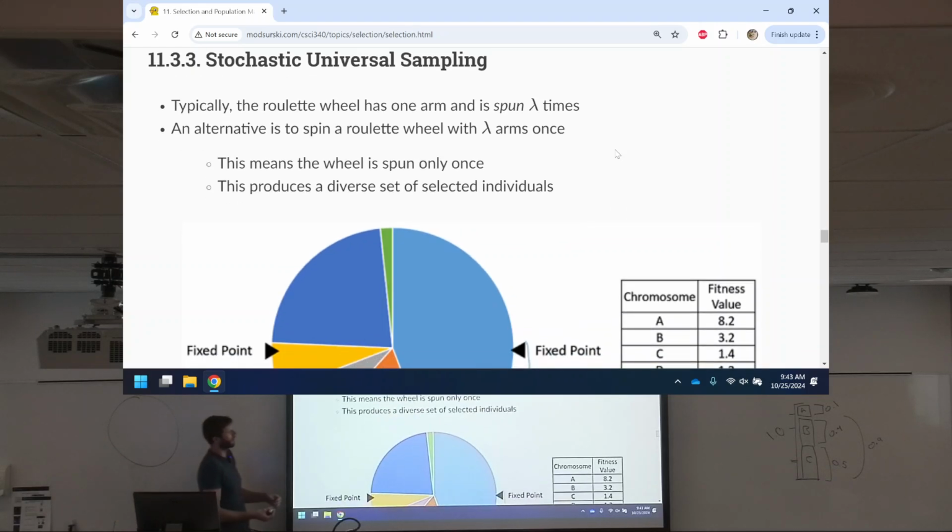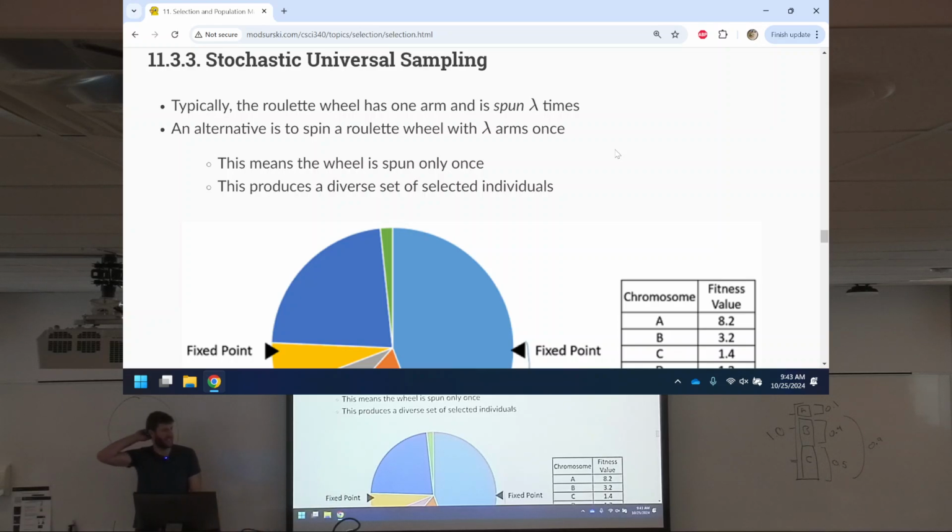Long story short, instead of spinning the wheel lambda times, you have lambda arms, and you spin the wheel once. I don't know why it's better, but people claim it's better.